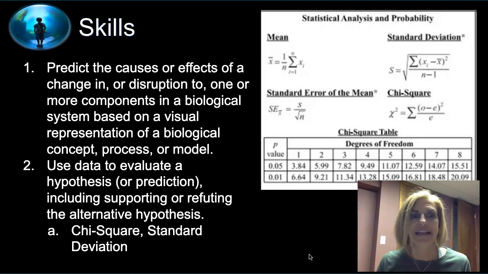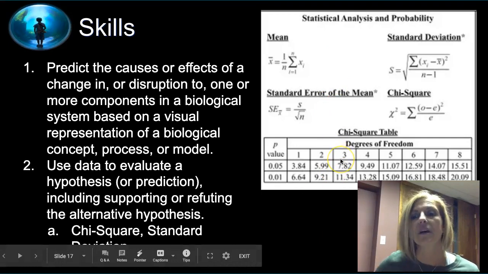Also be able to utilize data to evaluate a hypothesis or prediction, including supporting or refuting the alternative hypothesis. So with this skill, I think chi-square and standard deviation are your two examples. Again, be familiar with the formulas and how to use them. You have the formula sheet, so all you have to do is plug in the numbers. But if they're looking for statistical evidence, these are the two you use for statistical evidence.